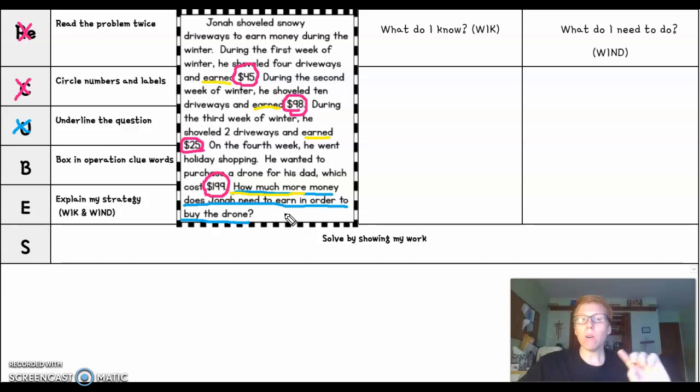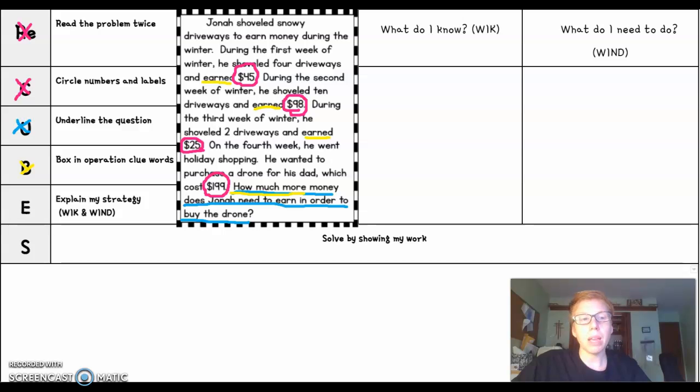Okay? So I know that I'm going to be doing 2 operations. I'm going to be first adding because I'm earning money if I'm Jonah. Then I'm going to be subtracting because I'm trying to figure out how much more. Do you see why the operation clue words are so important to us?